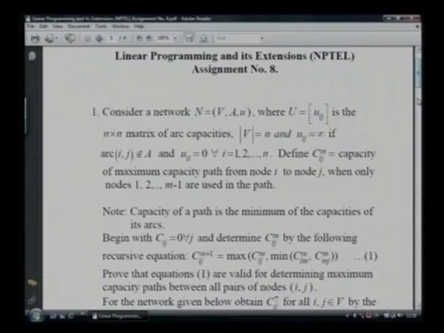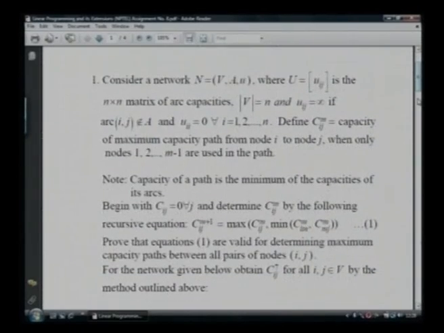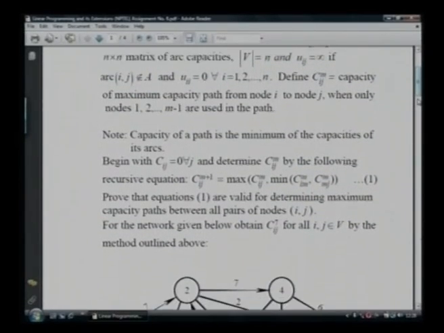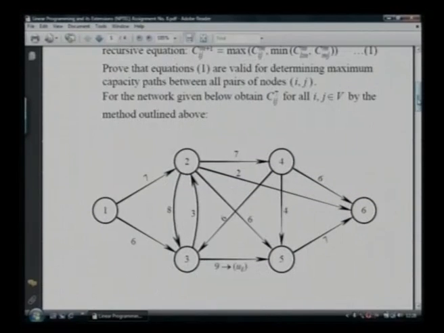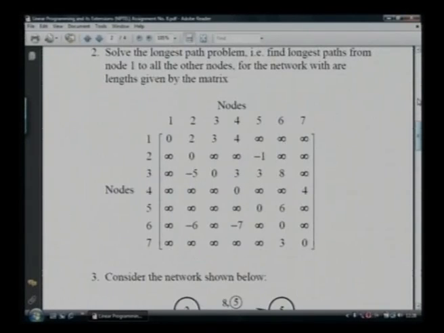So this we will use repeatedly, and finally, for a network with n nodes, you will have to compute Cij^(n+1). Here I have asked you to apply this recursive method to find the maximum capacity path between every pair of nodes for the given network. So this is your problem 1. Okay, let's go to problem 2.